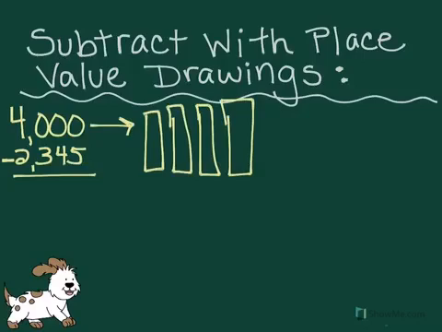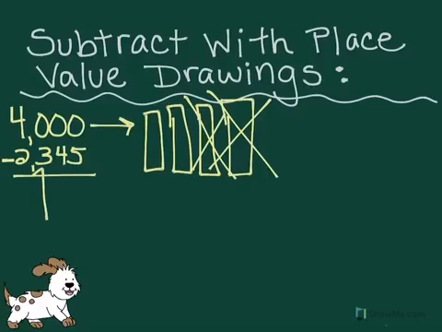Next, I'm going to subtract. I'm going to start at the left with my thousands place. So I have 2,000. To take away 2,000, I'm just going to put an X over 1,000 and 2,000.